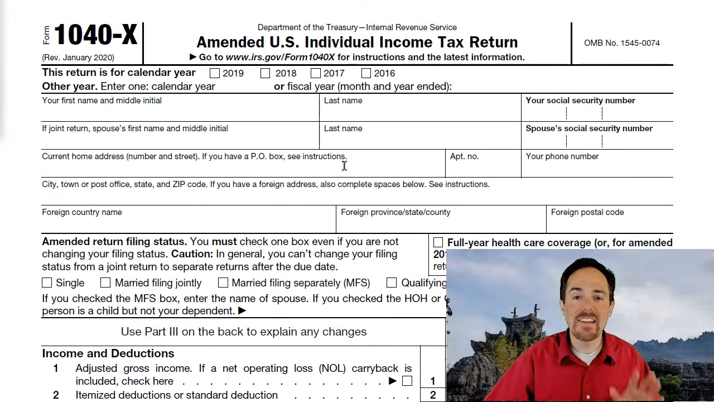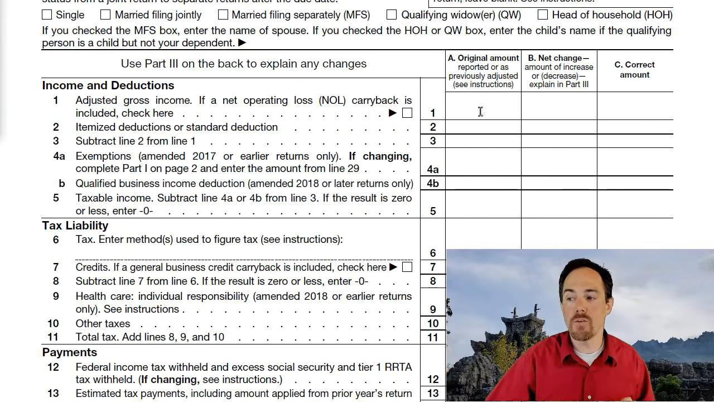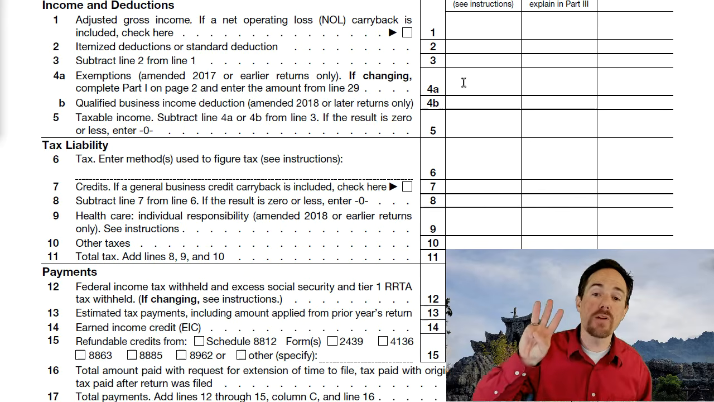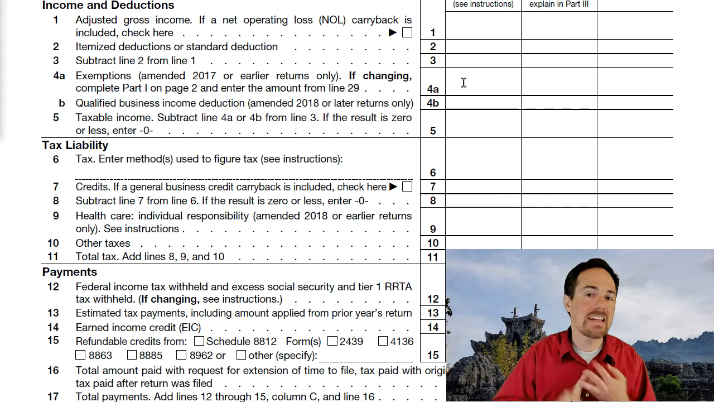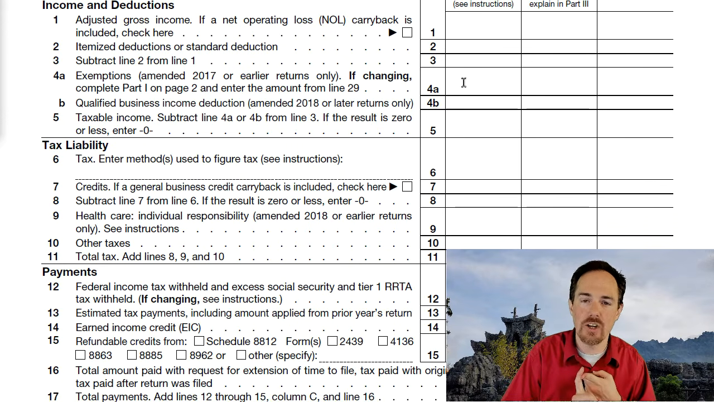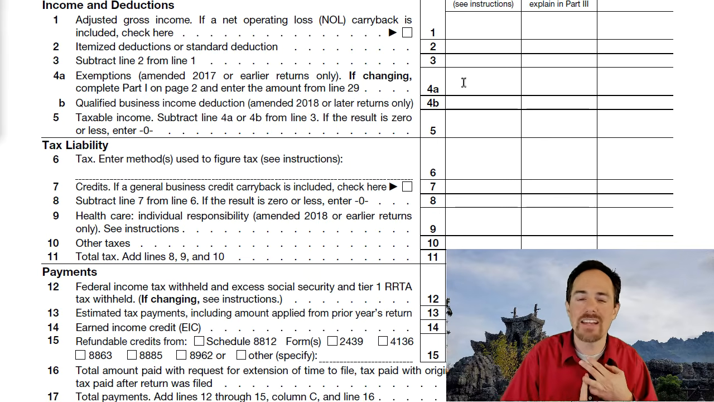So I'm going to show you the 1040X. This is the amended tax return. This is where you put the original information in column A from your 1040 from the last few years. You can go back and fix taxes that are up to 3 years old. So right now we can fix 2017, 18, and 19 taxes, but in just 1 month, after April 15th, 2020, you will no longer be able to fix your 2017 tax return. You'll only be able to fix your 2018, 2019, and 2020 tax return.